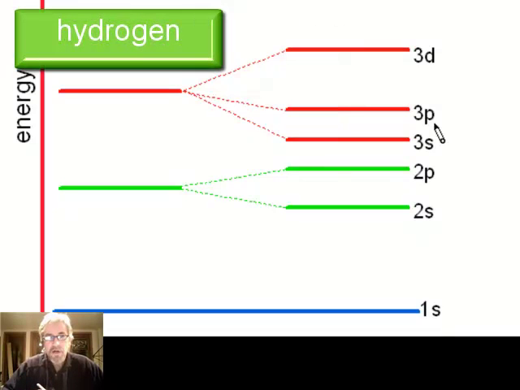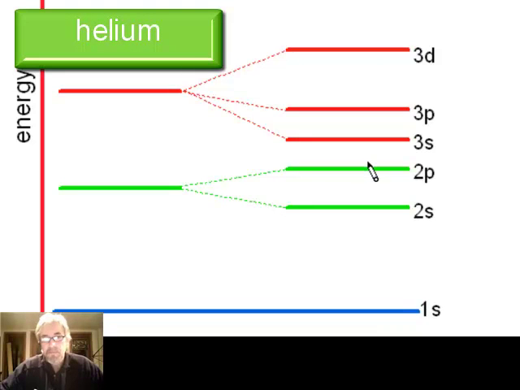Well, if it's a ground state hydrogen, in other words, one that hasn't been excited, hasn't been given any extra energy, that one single electron is going to go here in the 1s sublevel. How about helium? Well, helium has 2 electrons in it because it's element number 2. So those 2 electrons could both fit in the 1s because s's can contain up to 2 electrons.